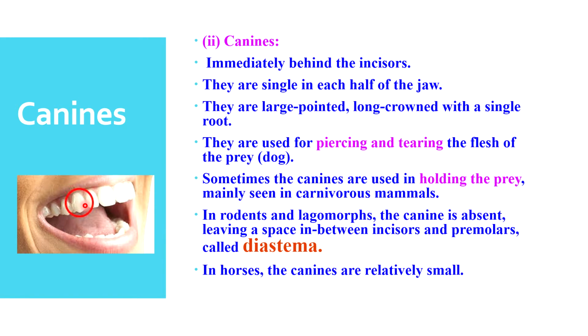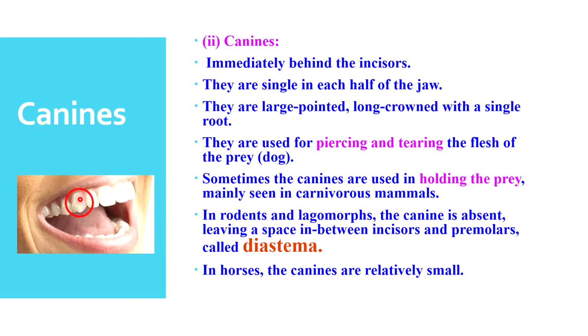They are large, pointed, long crowned with a single root. It also has a single root, but is long crowned as well as large and pointed. The function is piercing and tearing the flesh. This is also used in higher carnivorous animals for holding the prey. That means the canine has different functions. One is piercing and tearing the flesh. Carnivorous mammals have one more function, that is holding the prey.